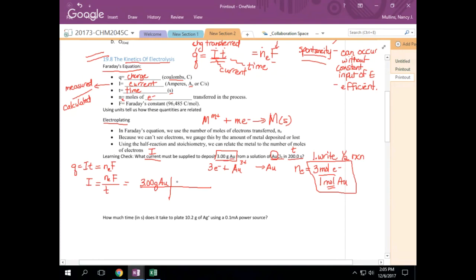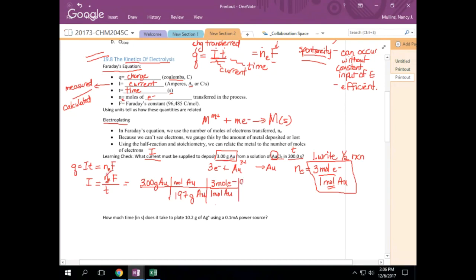How do I get from grams to moles? Something like 197 grams of gold for every 1 mole of gold. But the question didn't want to know about gold, it wants to know about electrons. That's where I'm going to use that information. For every 1 mole of gold, there's 3 moles of electrons. Are you with me? So that gets me to moles of electrons.